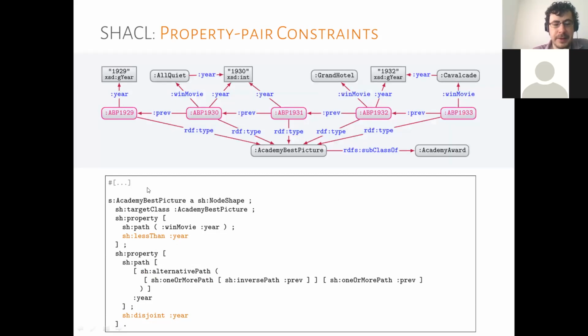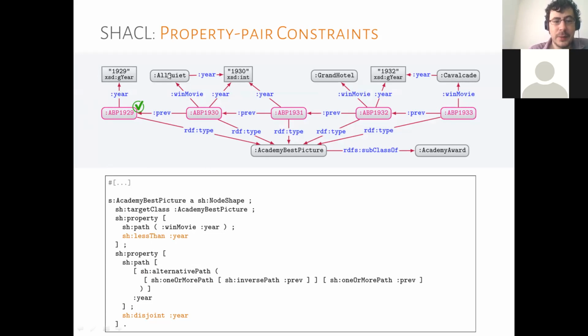So that's this example here. We're targeting again the instances of Academy Best Picture, and we say that the year of the movie won must be less than the year of the award. So here's the year that we have for the award, but it has no win movie, so this passes. We have no min count here, and if there's nothing, it doesn't have to satisfy. Nothing trivially satisfies the constraints would be a better way to put it.